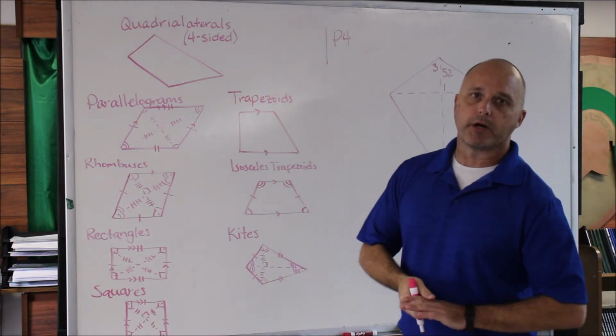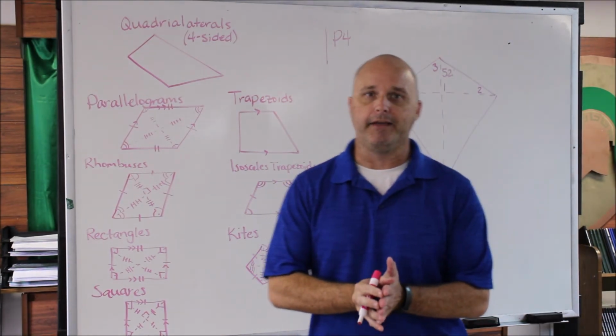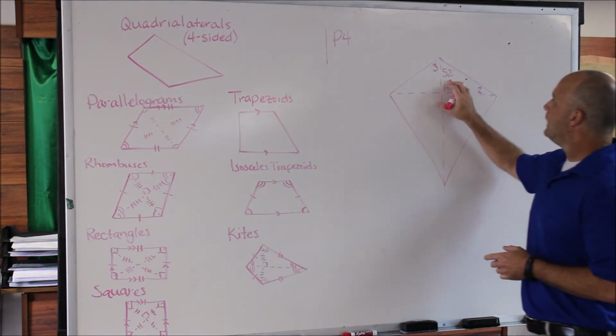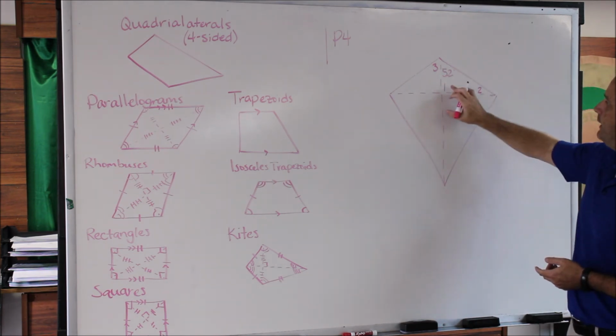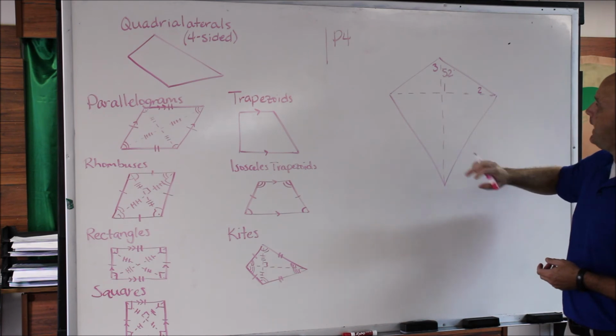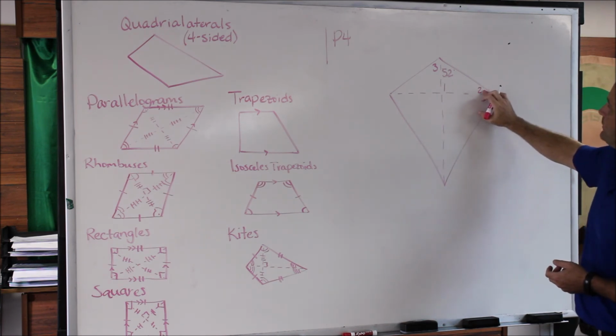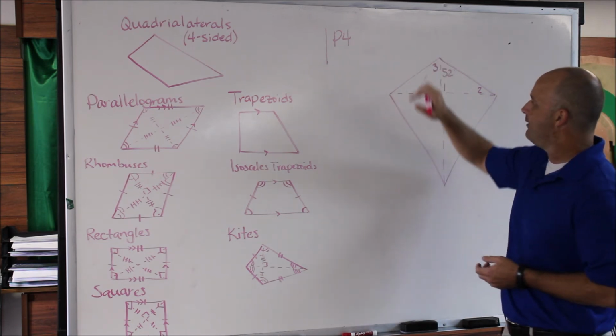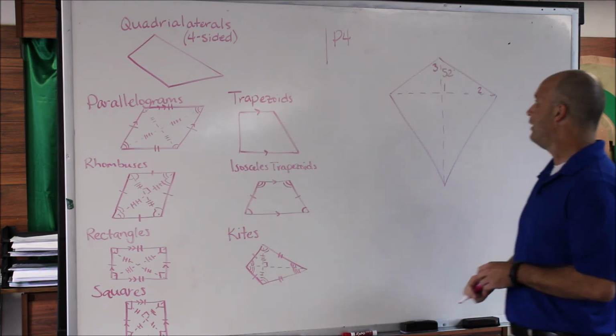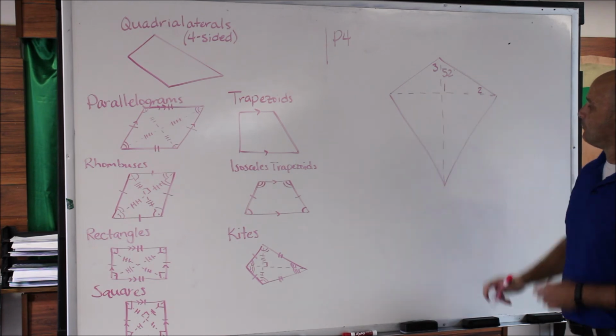For problem number 4, we're given a kite and we're asked to find some angles on that kite. So we're given 52 degrees for this angle here, and we're asked to find the intersection of the diagonals, the angle that's out here on the top right triangle, and the top angle of the top left right triangle. So let's start with angle number 1.